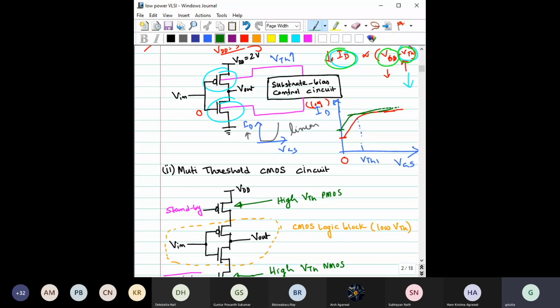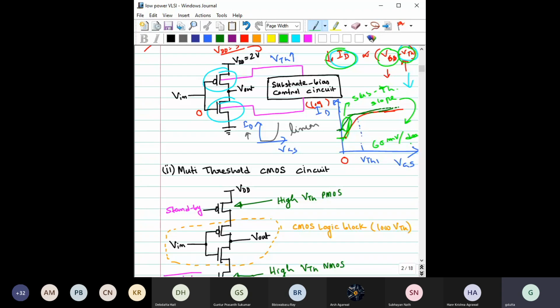Now you could argue, why should it be parallel to this? I could have drawn it like this and kept the subthreshold leakage the same. This particular region's slope is called the subthreshold slope, and there is a theoretical limitation for this subthreshold slope, which is 60 millivolt per decade. This is very important.